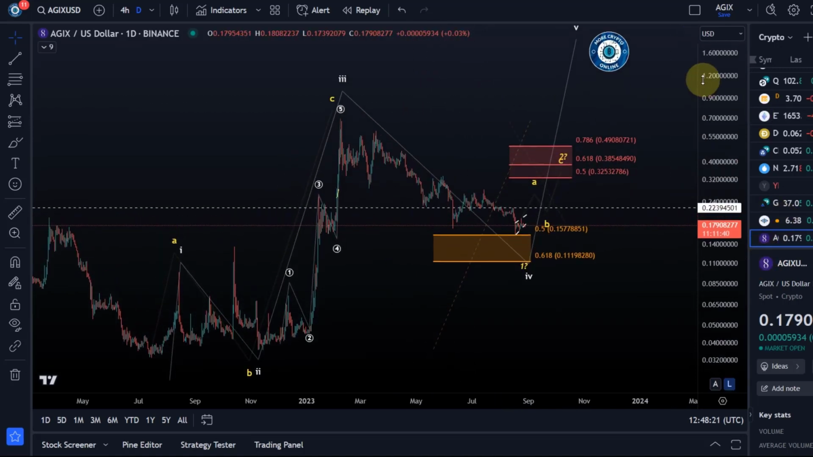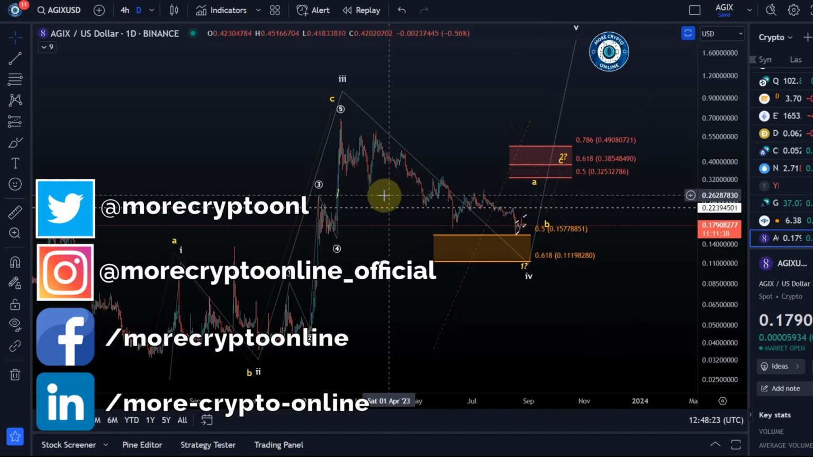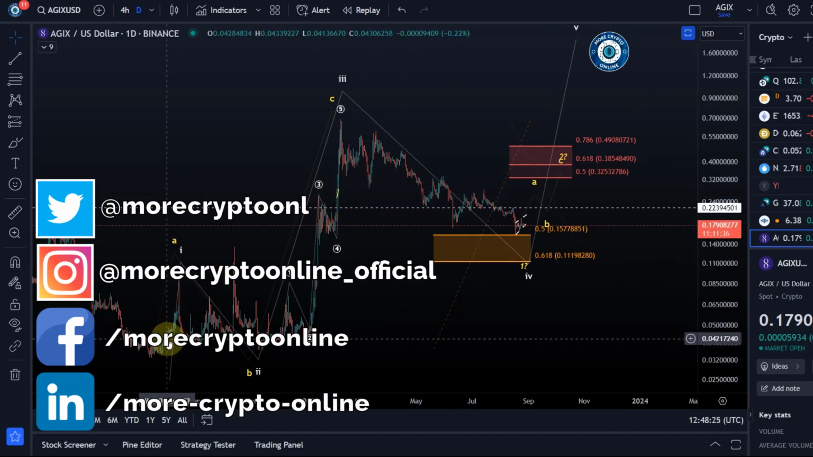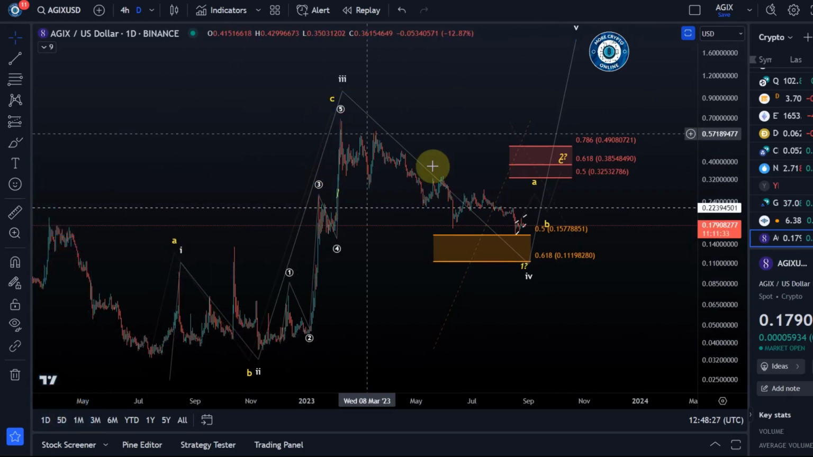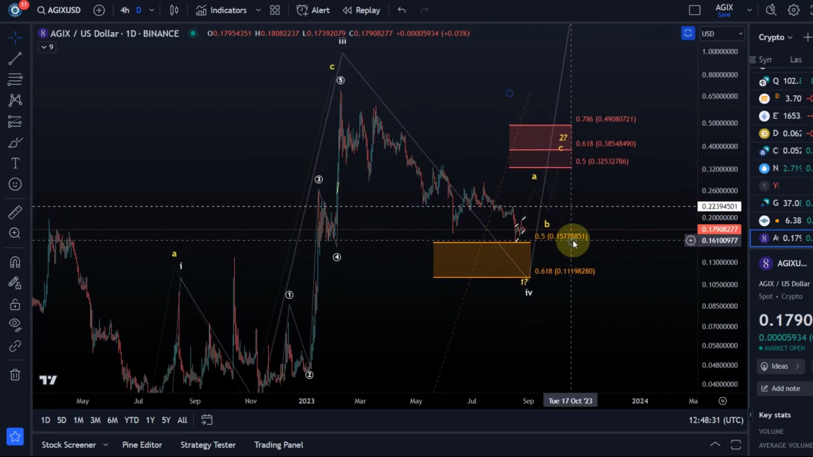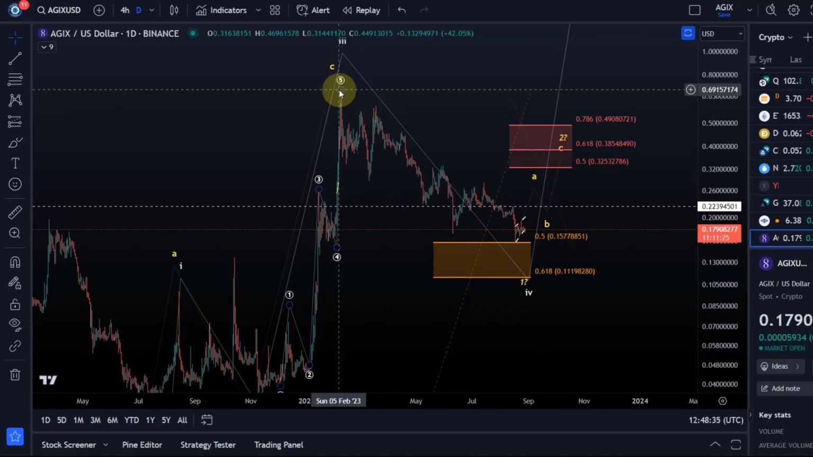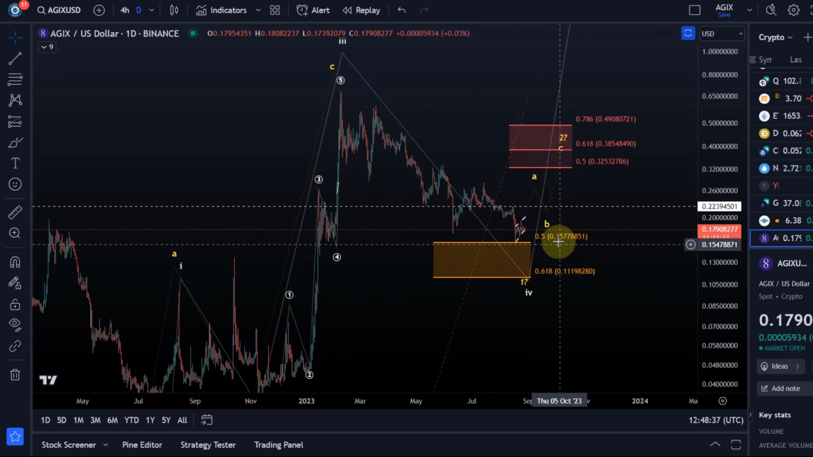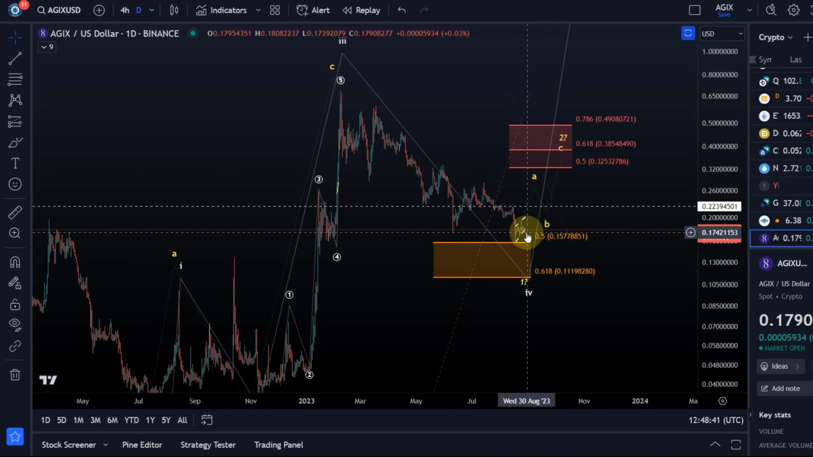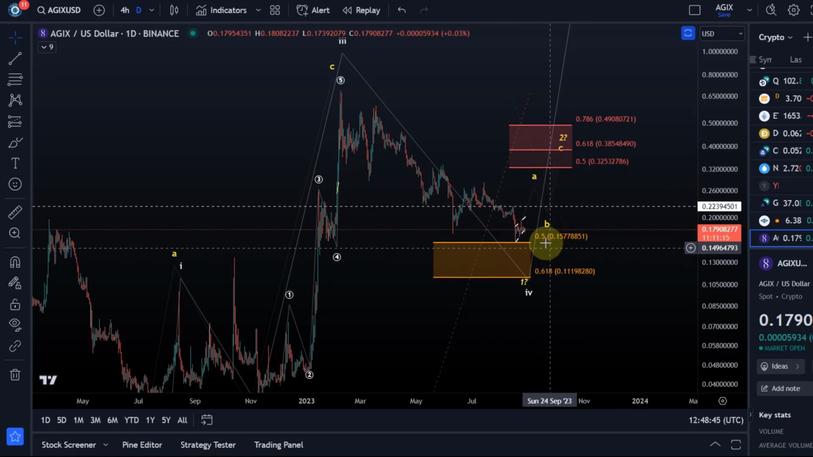Very quiet at the moment. Yeah, on the AGIX chart, very quiet. I'm still tracking here a potential 5-wave move to the upside, but in my opinion only valid as long as it's holding the 50% retracement of the high, which was made on the 5th of February. And that level is at 15.77 cents. So we're just sitting on that pivot point, basically on that decision point, 15.77 cents. That's really the key level.